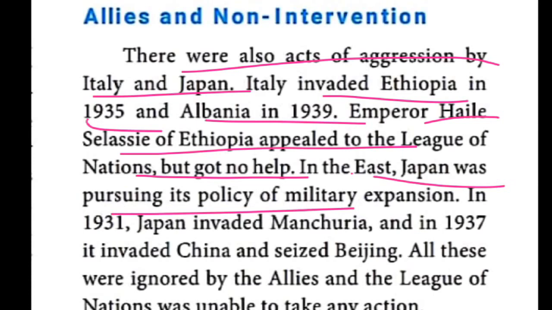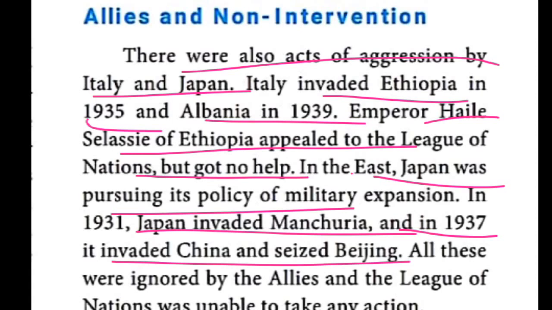pursuing its policy. Pursuing, in the sense, following. Which policy? Military expansion. Japan's policy of military expansion. It increased its weapons rate. In the year 1931, Japan captured Manchuria, and in the year 1937, it invaded China and seized, in the sense captured, Beijing.